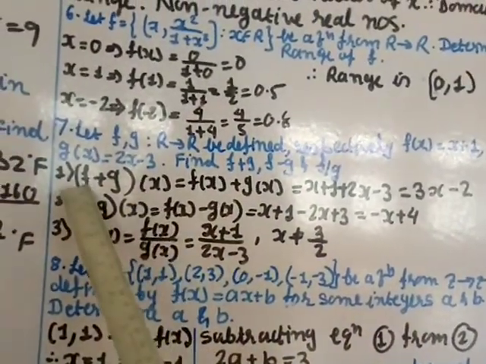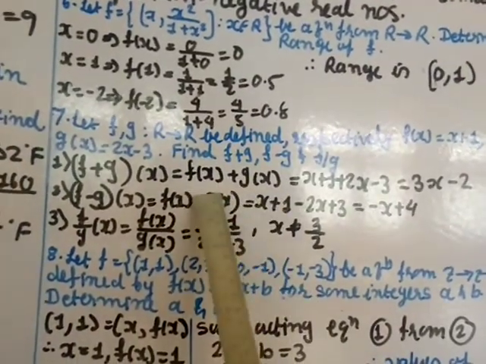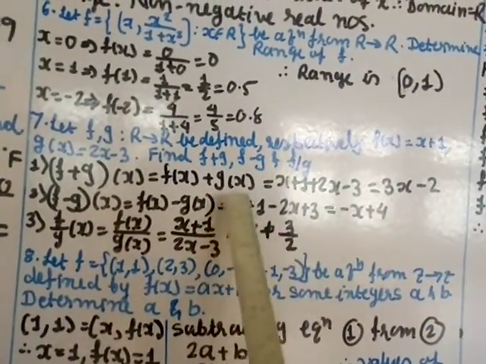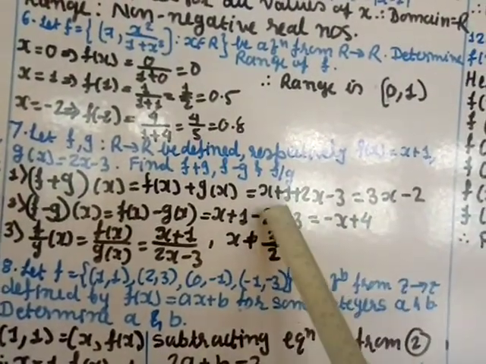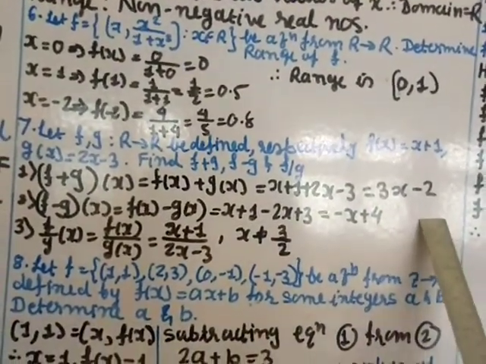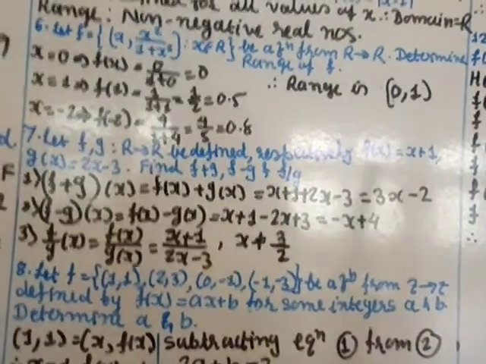So x is given to f, so f of x plus g of x. The f(x) value is given to you as x plus 1, put here. And g(x) is given to you as 2x minus 3. x plus 2x gives you 3x and 1 minus 3 gives you minus 2. So that is the value of f plus g.